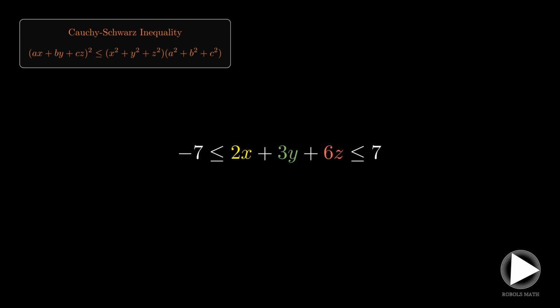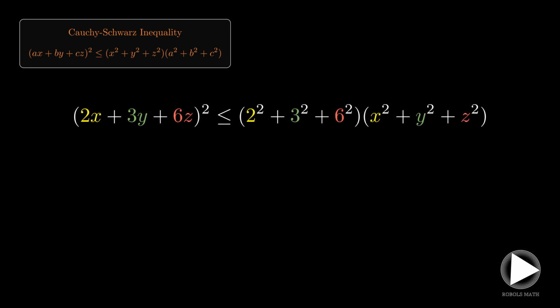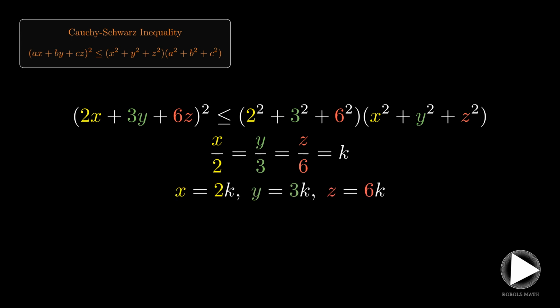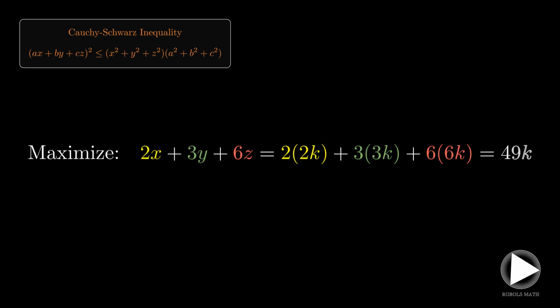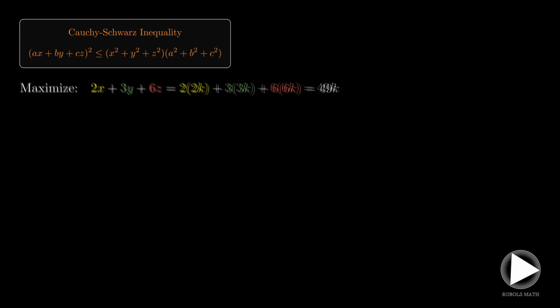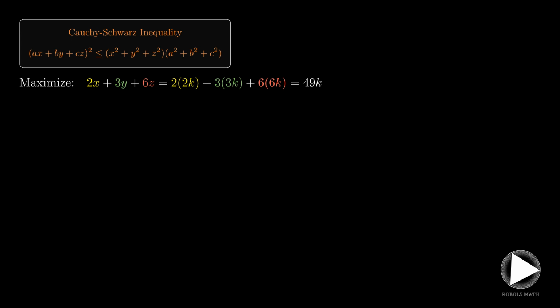So now let's ask the important question: when are the minimum and maximum values attained? For the CSI, equality holds when the ratios of the variables and the coefficients are equal. For this particular case, equality holds when x over 2 equals y over 3 equals z over 6 equals a constant k. We can rewrite all variables in terms of k. Let's run back and note that 2x plus 3y plus 6z can be expressed in terms of k as 49k. Again, we do not need this value, but it will play a part in our reasoning later on.